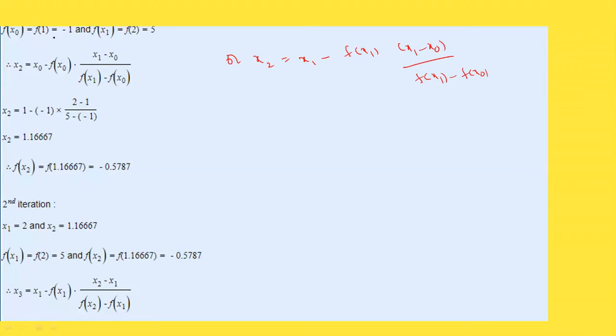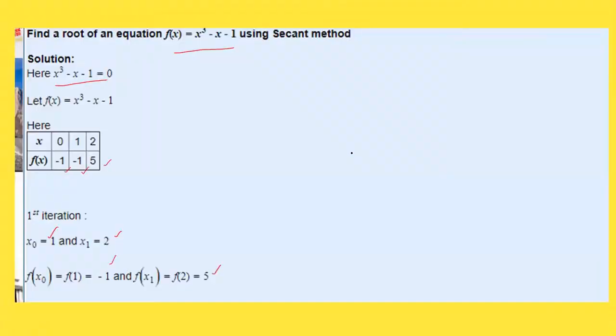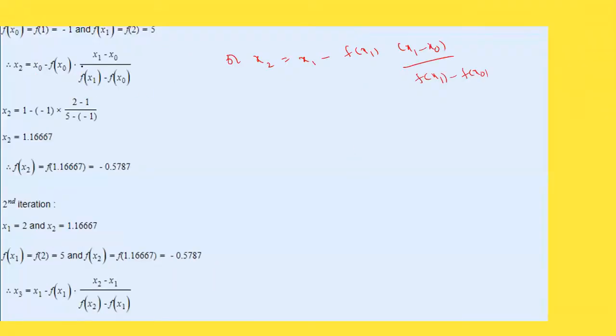So what is x naught here? That is 1 minus f of x naught, that is minus 1, into x1 minus x naught. What is your x1 here? x1 is 2. So 2 minus 1 by f of x1, 5, minus f of x naught, minus 1. So your x2 is 1.1667. Apply f of x2 at 1.1667, you get minus 0.87.